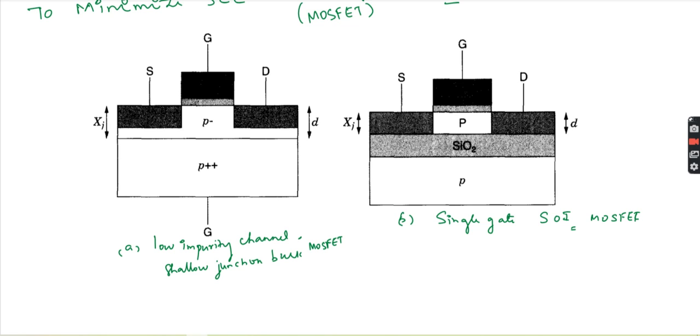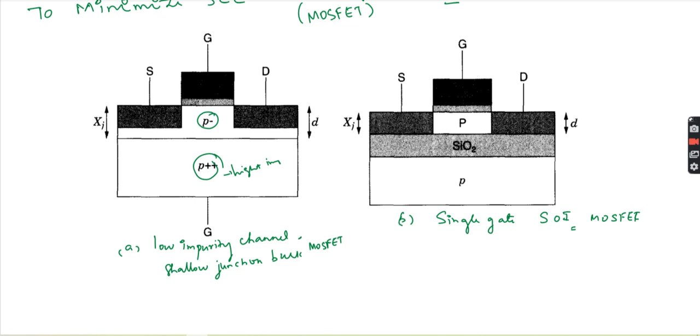Okay, now we can see in this low impurity channel. Low impurity means this one, P plus plus or P minus. P plus plus is a high impurity actually. This P minus is low impurity.